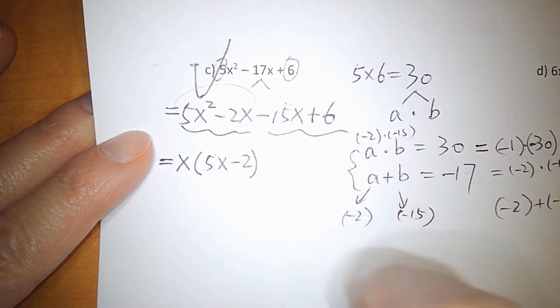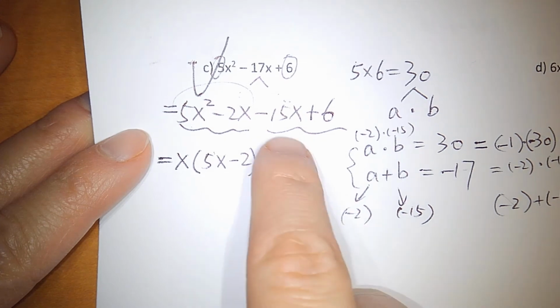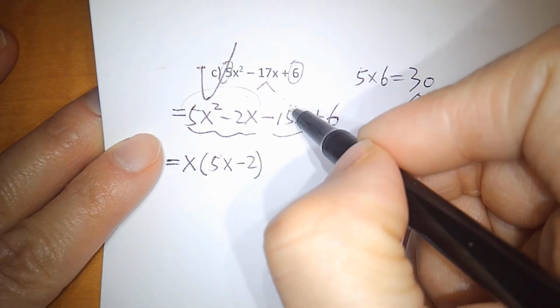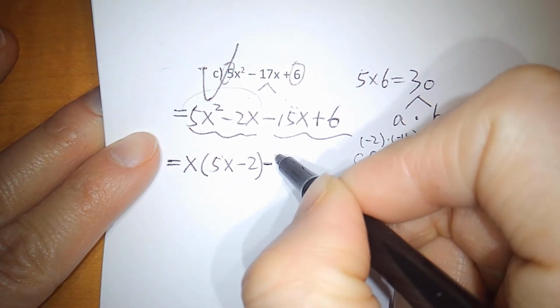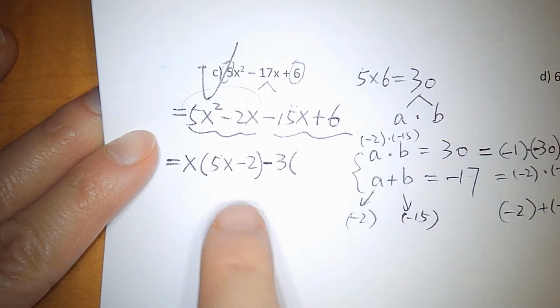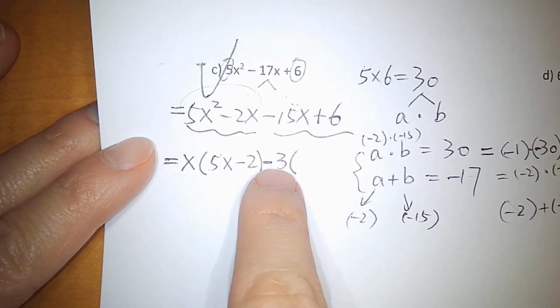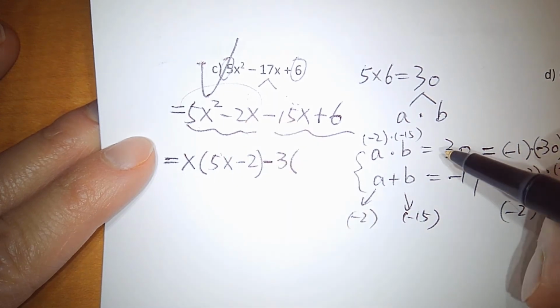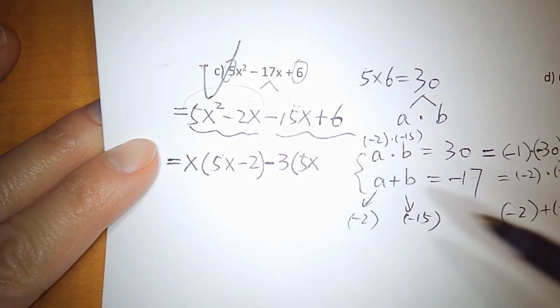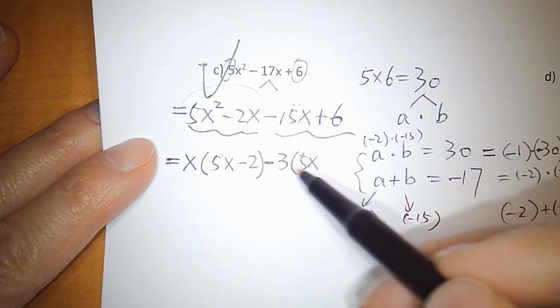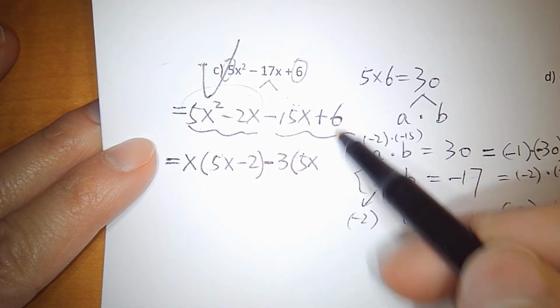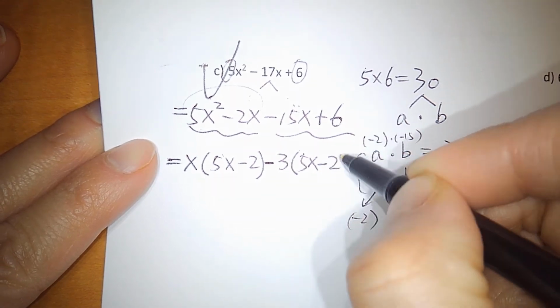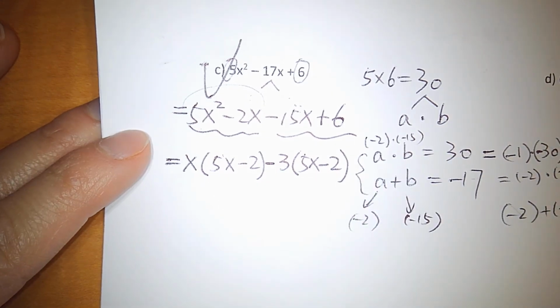Any common factor? This is harder. 15, 6. Yeah, 3. I would say negative 3. How about that? Yes? Negative 3 times what equals negative 15x? 5x, right? Negative 3 times what equals positive 6? Negative 2. Oh my goodness.